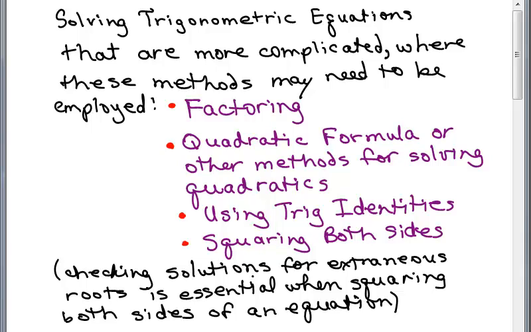All right, we're going to be solving trigonometric equations that are more complicated, where these methods may need to be employed: factoring, using the quadratic formula or other methods for solving quadratics, using trig identities, squaring both sides of an equation. And keep in mind, anytime you square both sides of the equation, you have to check for extraneous roots. Make sure you've already watched my videos on basic trig equations.